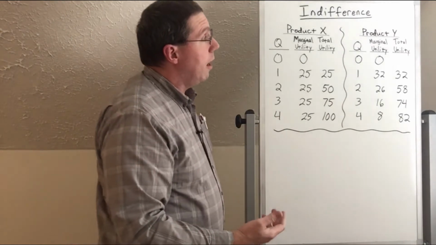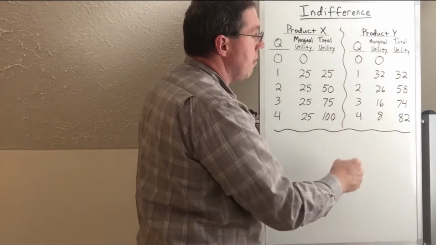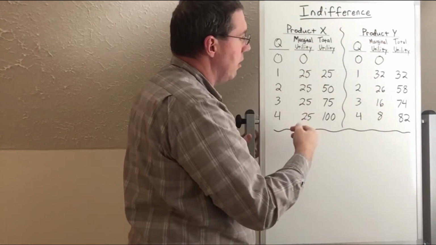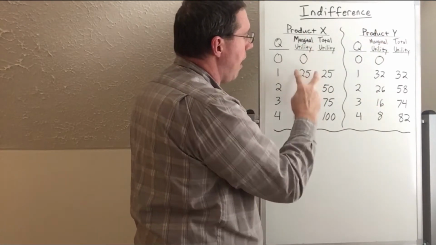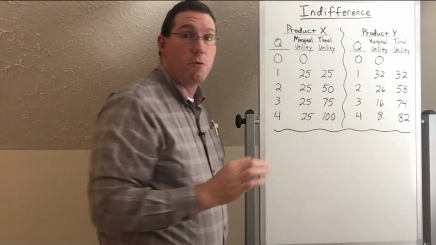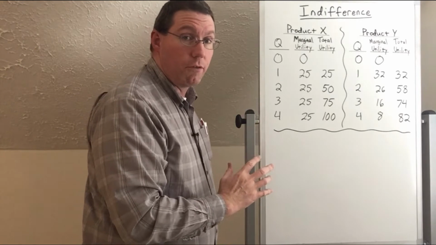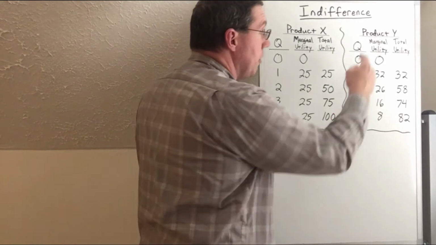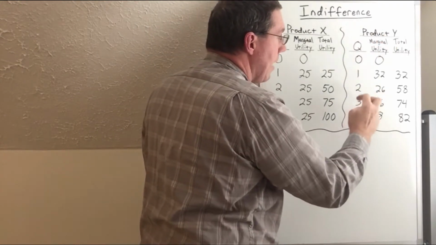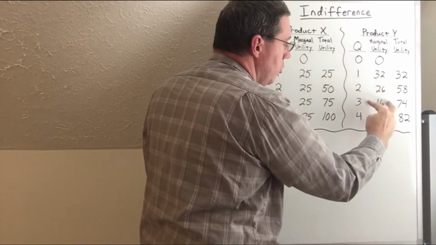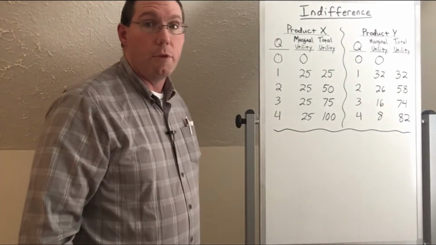Okay. Now let's go over here to the chicken wings. There's a big difference over here in the chicken wings than in the pizza. Do you notice that in the pizza, every single slice of pizza gives you the exact same amount of utility? I'm gonna talk about that in just a minute. But over here in the chicken wings, product Y, the more chicken wings you have, the less utility you get from each additional chicken wing.